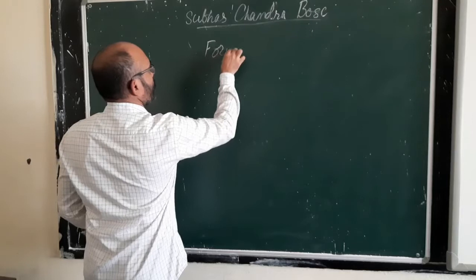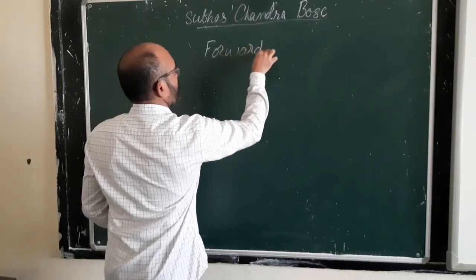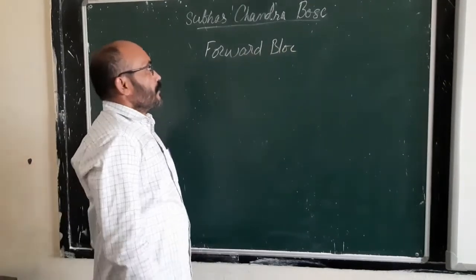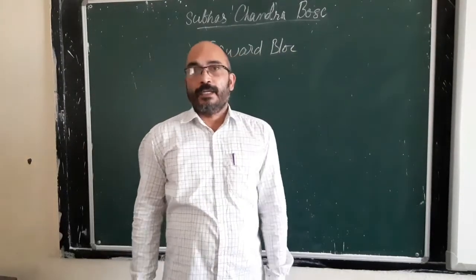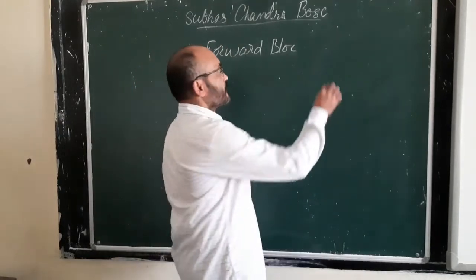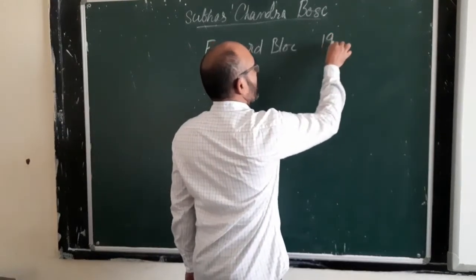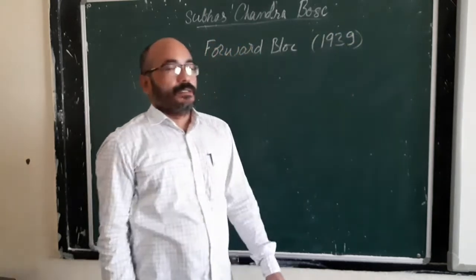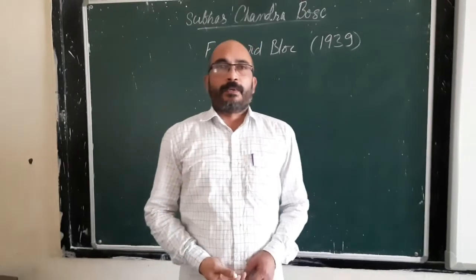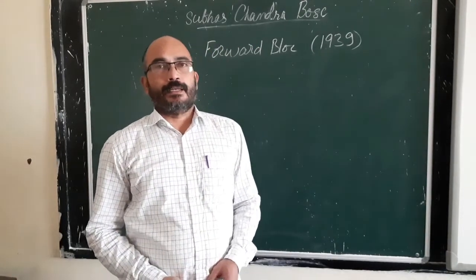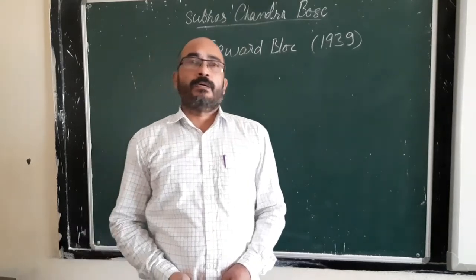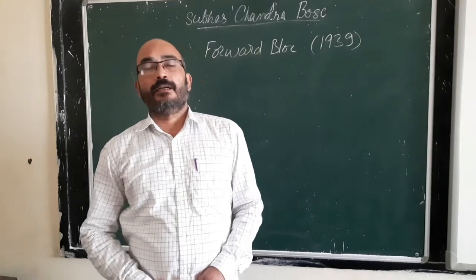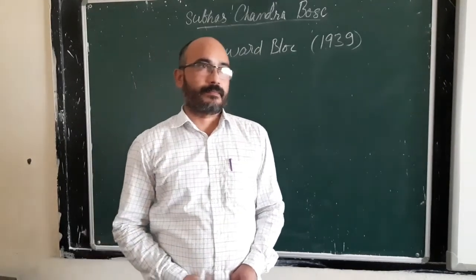First one, Forward Bloc. Forward Bloc, or the All India Forward Bloc, in 1939. Forward Bloc was a political party formed by Subhash Chandra Bose in 1939. He formed the political party after resigning as the President of Indian National Congress in 1939.